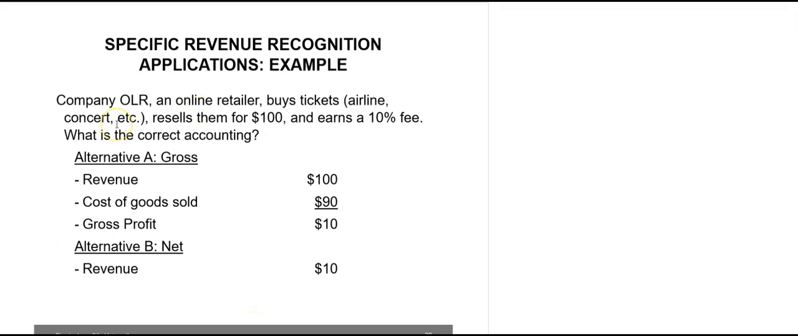Here we have an example. Company OLR is an online retailer that buys tickets and resells them for $100 and earns a 10% fee. So what is the correct accounting? Alternative A is to report the revenues as gross. So revenue reported is $100, the cost of goods sold is $90, and the gross profit is $10. Alternative B is to report the $10 fee as revenue.